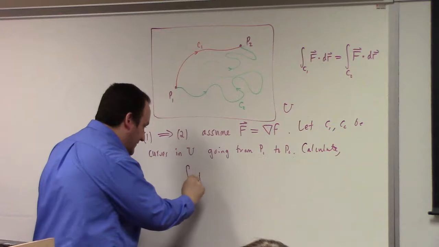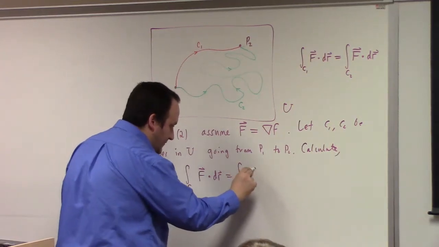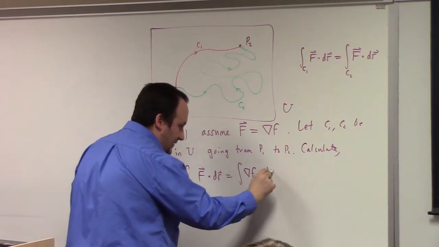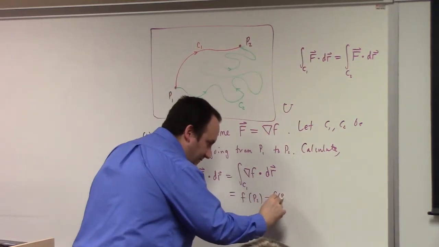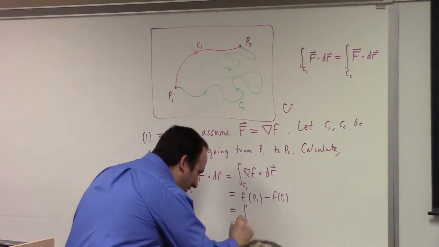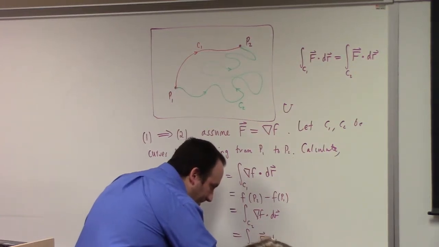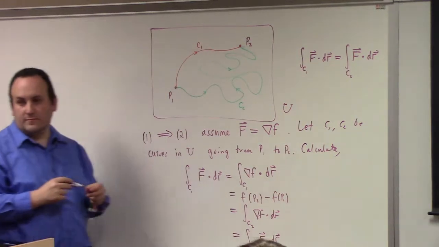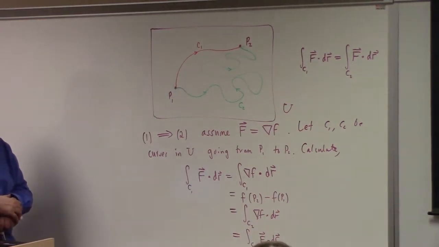So the integral along C1 of f dot dr is what? It's this, right? And then that's what? This is equal to f of P2 minus f of P1, by the fundamental theorem of calculus for line integrals. But by the same token, that's the integral along C2 of the gradient of f dot dr. So that's the integral along C2 of f dot dr. Any questions about this part? Okay.